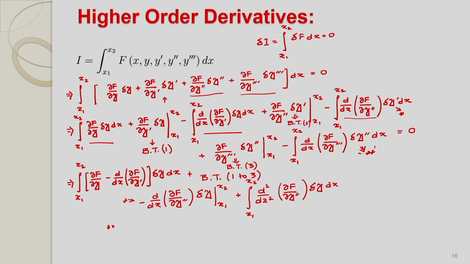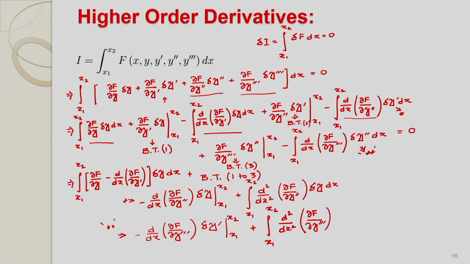then that double star contributes delta y prime, integration by parts and sign change, d2 dx2, d dx of this quantity, delta y prime dx equal to 0.